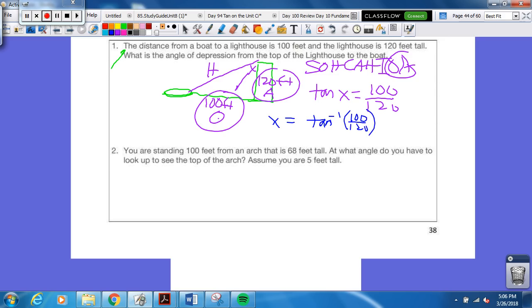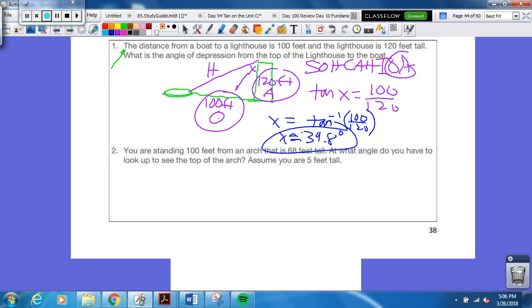All right, let's put that in our calculator. Arctangent, tangent to the negative 1, 100 divided by 120. Boom. x equals about 39.8 degrees. There you go.